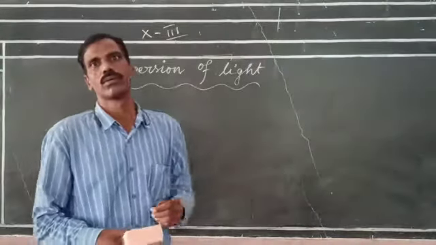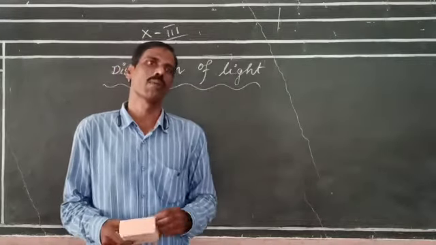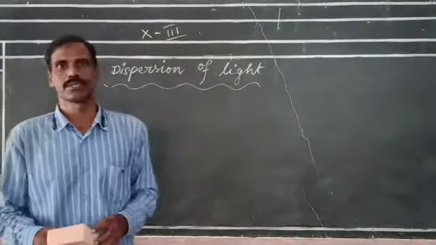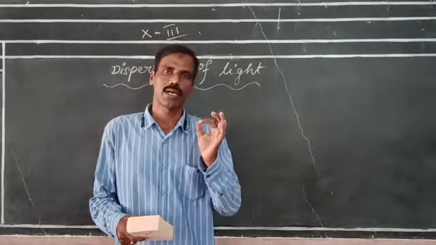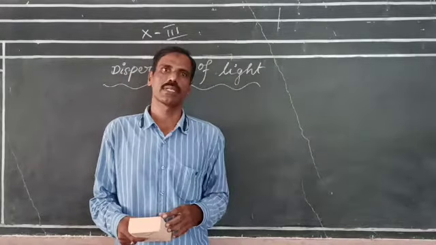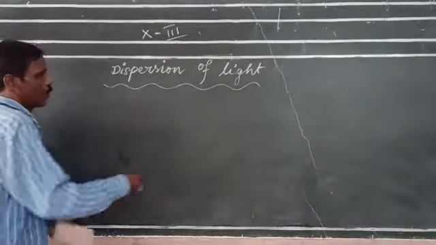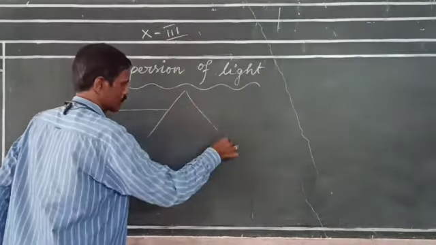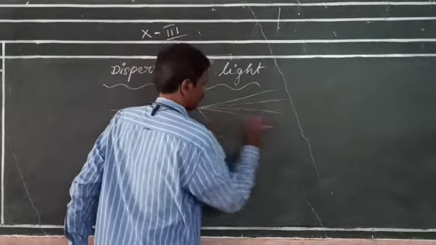So how does the rainbow occur, or how is the rainbow formed? The rainbow is formed because of the dispersion of light. So what is dispersion? Dispersion of light is nothing but splitting of white light into different colors. Those different colors are nothing but VIBGYOR, that is, a white light when it passes through a medium, it splits into 7 different colors.